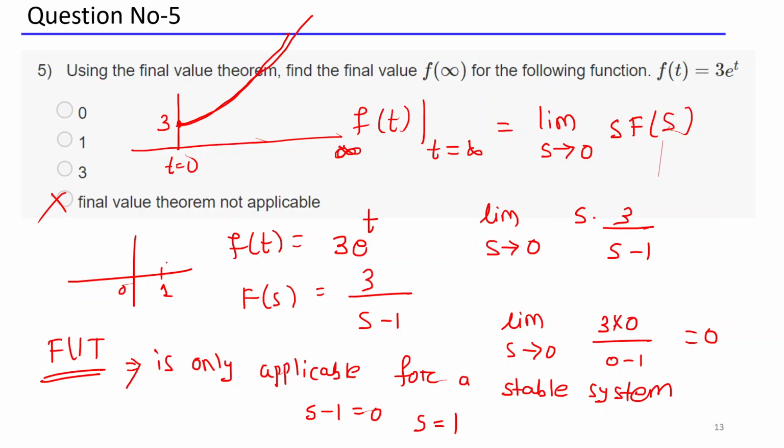Okay, so these 2 points, remember that. Go and read first whenever the initial value theorem is applicable and whenever the final value theorem is applicable. After that, you have to check the condition. Before that, you don't check the condition. If it is applicable, then I will check. If it is not applicable, then I should not check it. So the answer for this question is: final value theorem is not applicable. Okay, this is the correct answer.